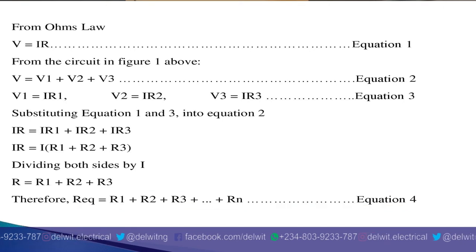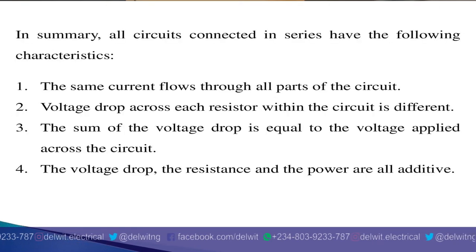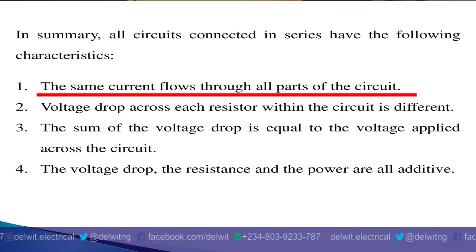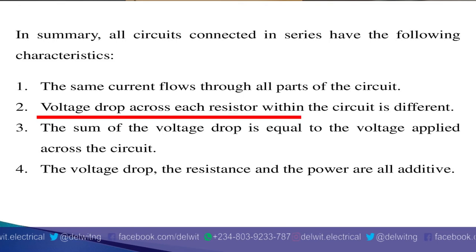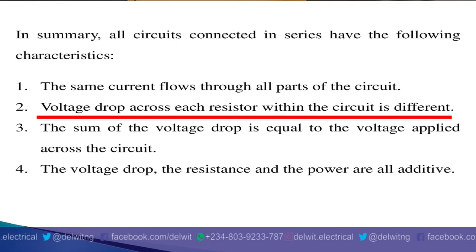So in summary, for series circuits, we have fundamental points we are going to take home. The first one is that for all series circuits, the same current flows in all parts of the circuit. So from R1 to Rn, we have the same current flowing through it. Secondly, the voltage drop across each resistor within the circuit is different because their resistance values are also different. So our V1 is different from V2, and our V2 is different from V3.